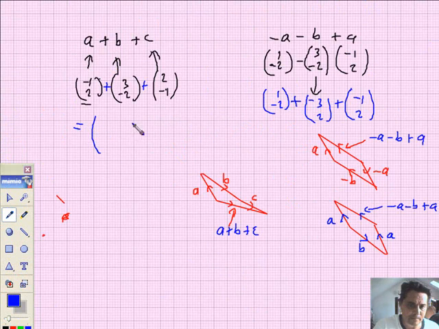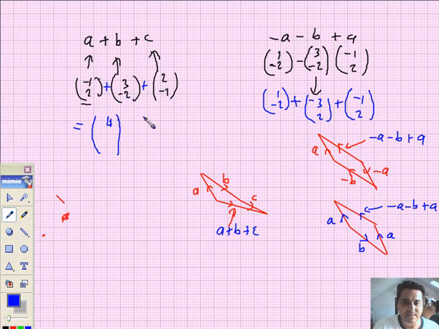Get an answer. Right, minus 1 plus 3, that's going to be 2. 2 plus another 2 is 4. So the horizontal net movement is 4 in the right direction. So 2 plus minus 2 is 0. 0 minus 1 is minus 1. So the net move should be 4, minus 1.